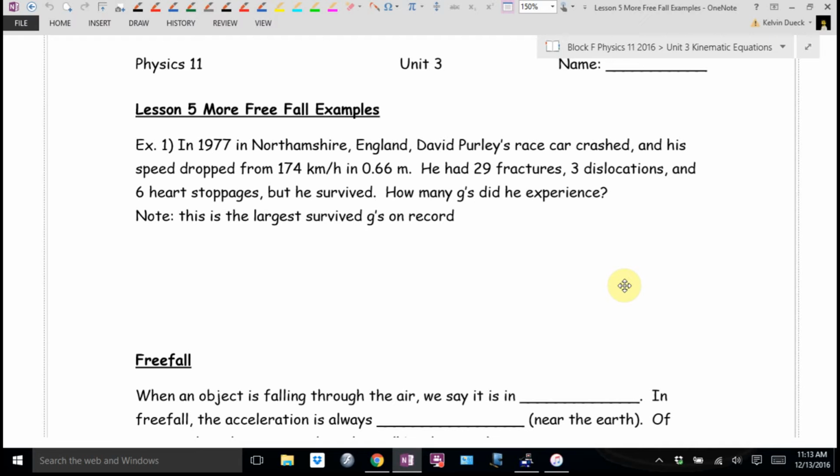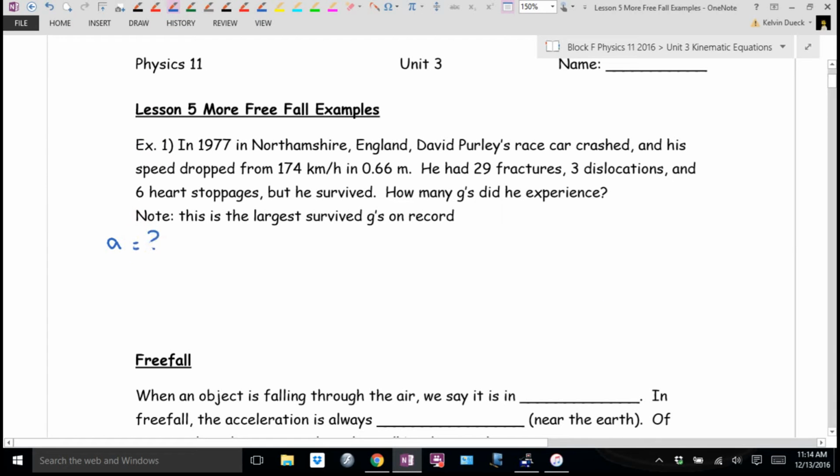How many Gs did he experience? And this is the largest survived Gs on record. What does this question want me to find? How many what? I can't. Instead, I have to find something else first. So even though this question says find the Gs, what do I have to find first? I'm going to find the acceleration in meters per second squared. And then how do I go from meters per second squared to Gs? Divide by 9.8. Follow my reasoning? So what are we really trying to find? Acceleration. Let's all of us, when in doubt, DFIC.